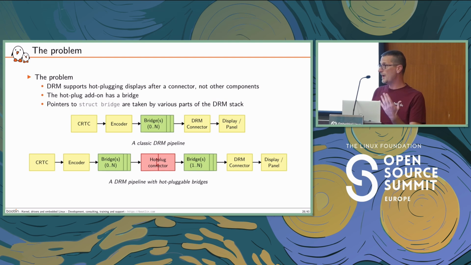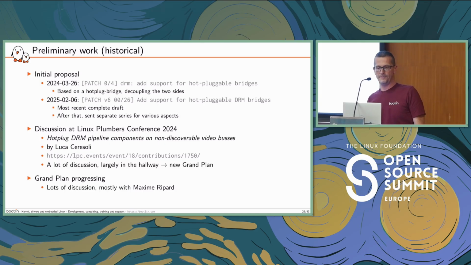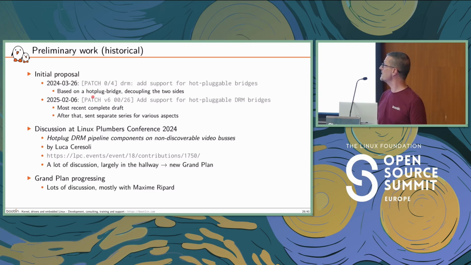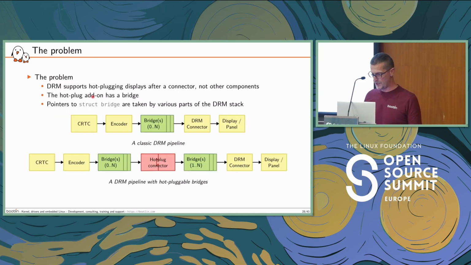It was not a problem up to now, because a DRM card can only be removed entirely, not partially. You cannot remove the tail of the pipeline, which is what we are working to achieve. So I sent a proposal. It was in March last year, so it's a long journey. The idea was to add a hot-plug bridge. That's an additional bridge driver, which sits exactly where the connector is. So it represents the hot-plug connector in some sense.